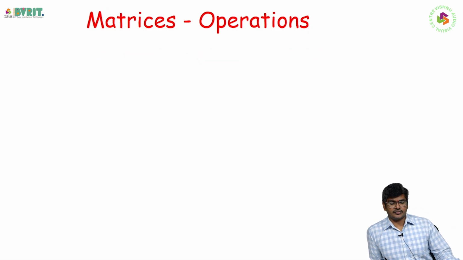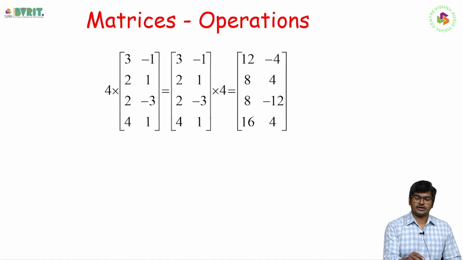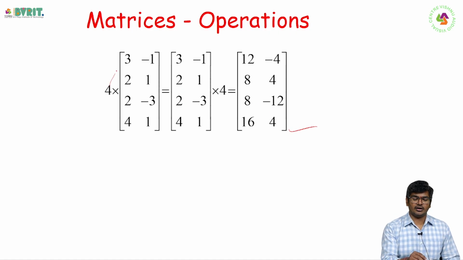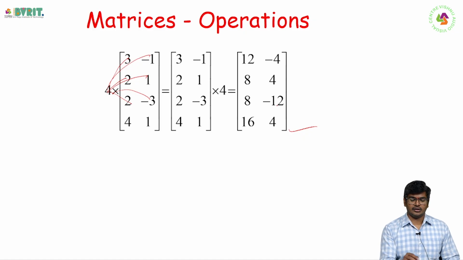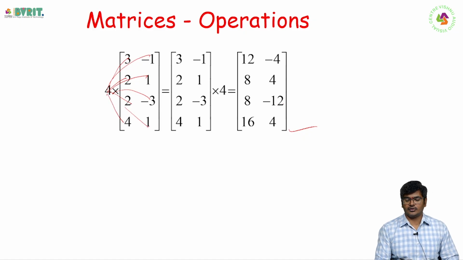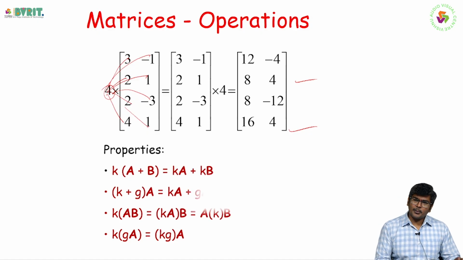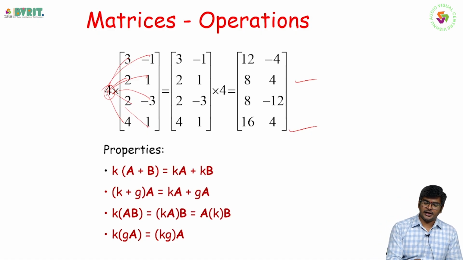Then kA is equal to k times A. Multiplying 4 by each entry: 4 threes are 12, 4 ones are 4, minus 4, 4 twos are 8, 4 ones are 4, 4 twos are 8, 4 into minus 3 is minus 12, 4 fours are 16, 4 ones are 4. That is, we multiply the constant with each and every entry, all entries multiplied by k, and we get the matrix kA.